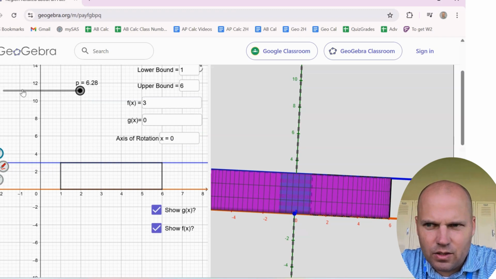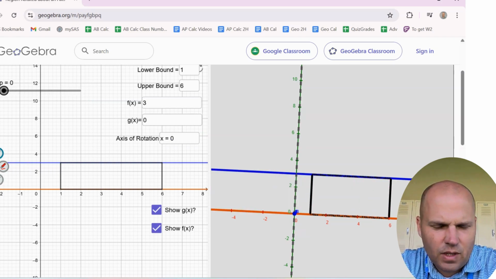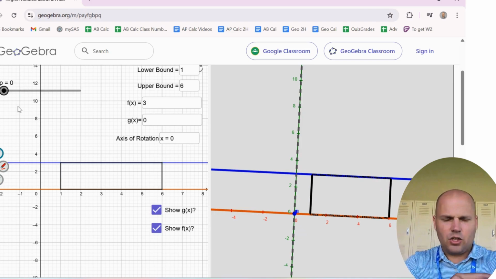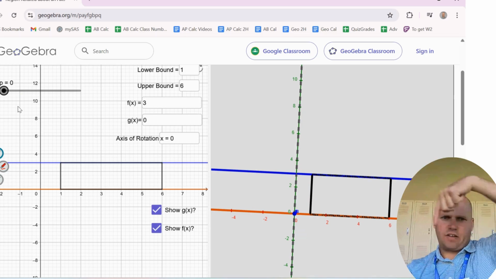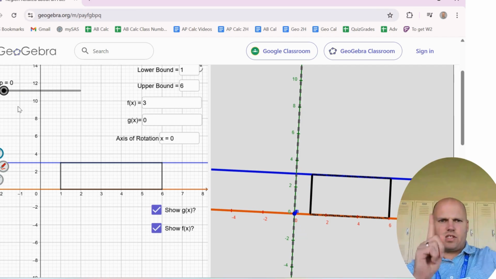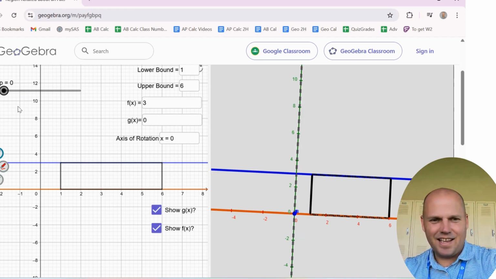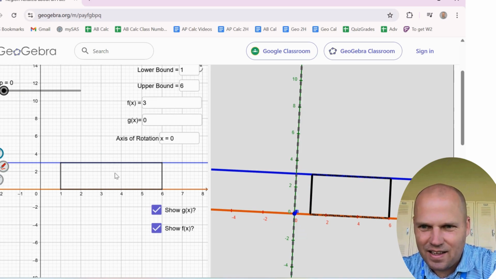Now the question is, could you see what would happen if you revolve it around the x equals 0 line, which is the y-axis? That's important. Well, hopefully you can see that you're going to be rotating around this way. Now, if you rotate it around this way, really, it's like this.